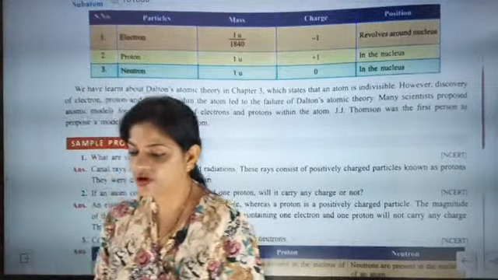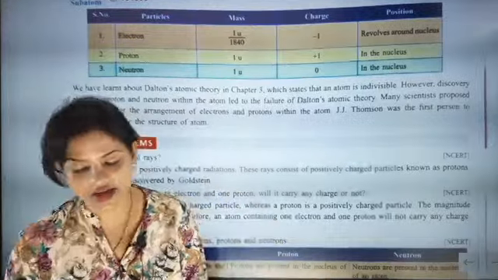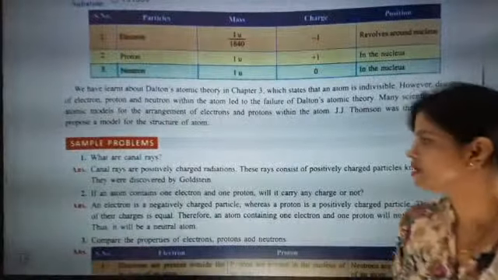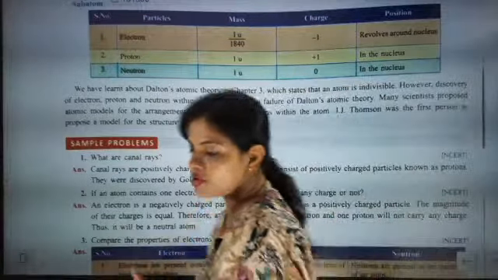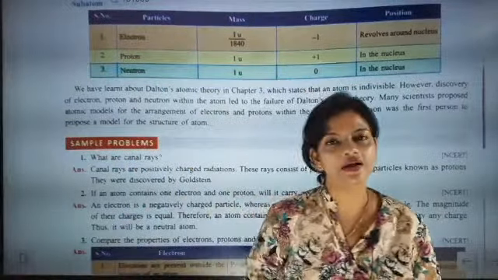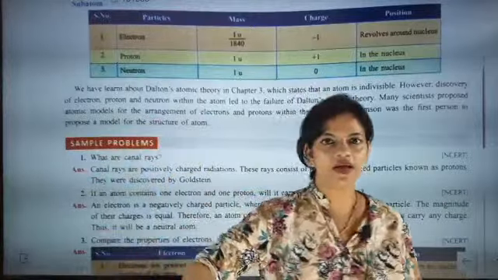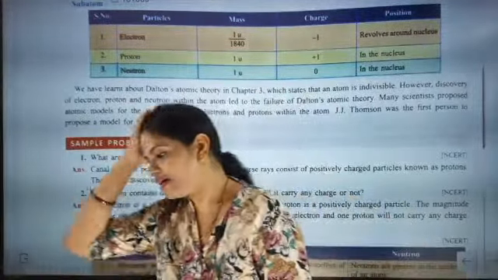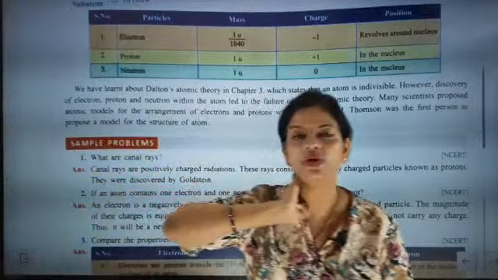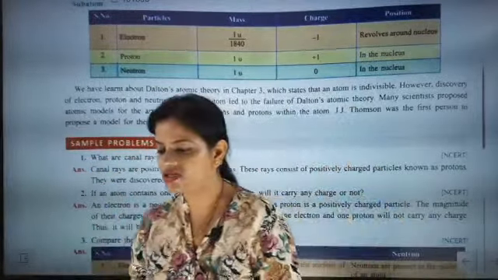So these rays are positively charged radiations, and they are also called anode rays. They consist of positively charged particles known as protons. So what exactly do canal rays contain? Canal rays have protons. It was discovered by Goldstein.